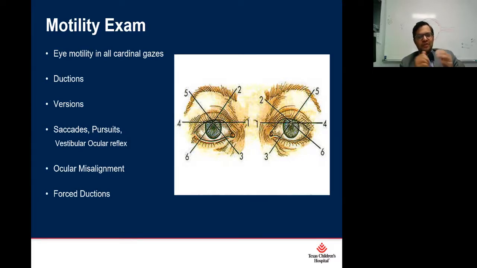Forced duction really means an eye is not moving in a particular direction. If you're worried that there's a restrictive process, there's something that's not allowing it to move. The muscle wants to move, the nerve wants to move. There's something there, either growth, the muscle is thickened, it's fibrosed. There's something that's causing it to move stiffly. It's not the firing of the nerve. You can actually try to move it physically. Okay, you need numbing drops, and sometimes with kids you have to be under sedation for that.